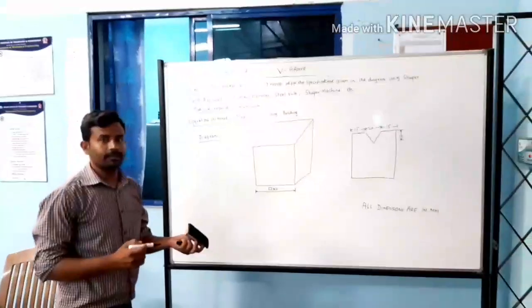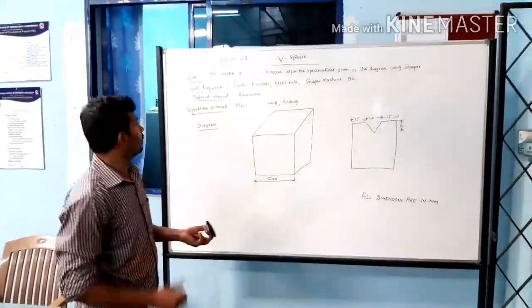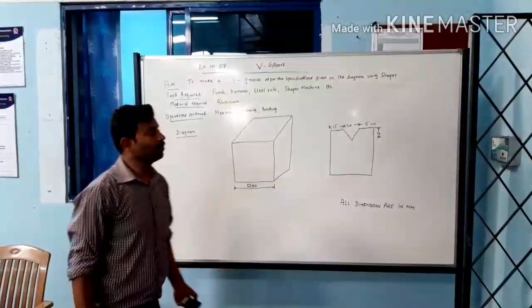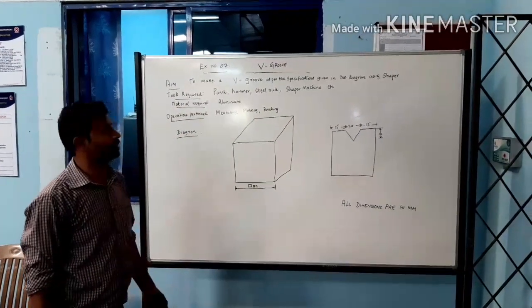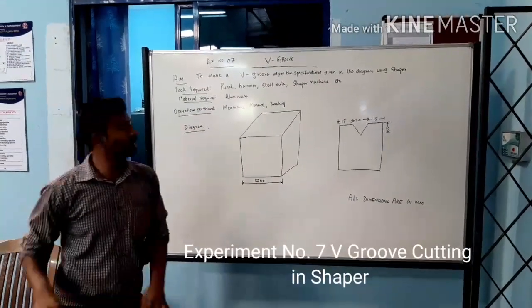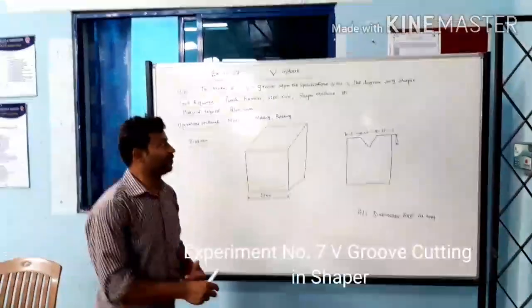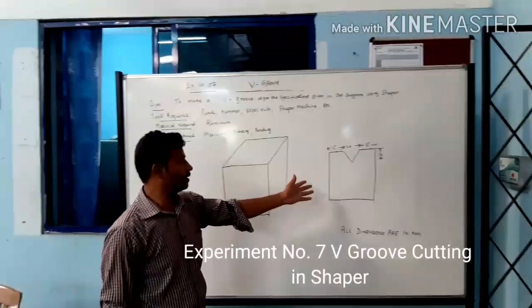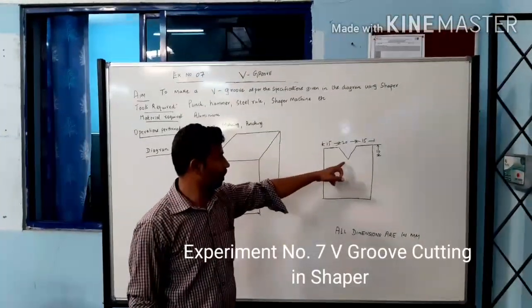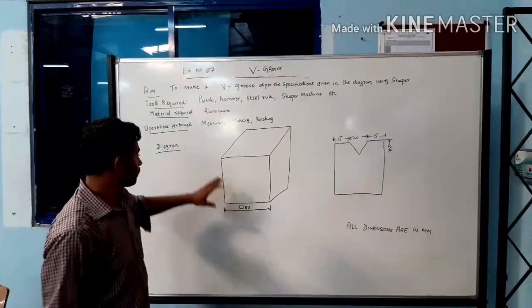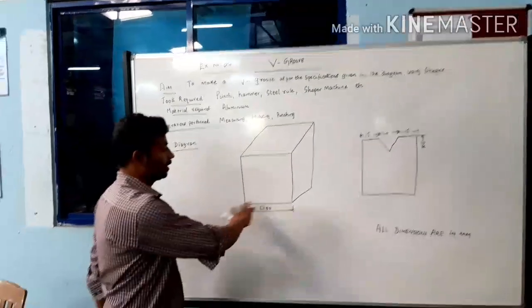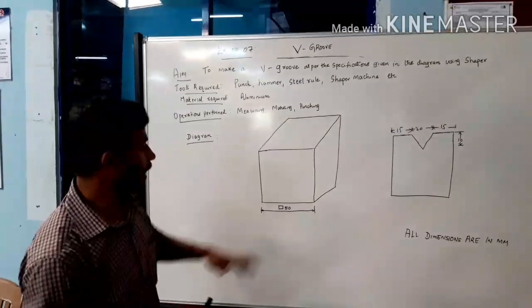So this is experiment number 7. Producing a V groove on a shaper machine. The aim is to make a V groove as per the specifications given in the diagram using a shaper. The specifications given in the diagram are that you need to produce a V groove in a specimen of 50 mm. So it is about 50 mm depth, width and height.